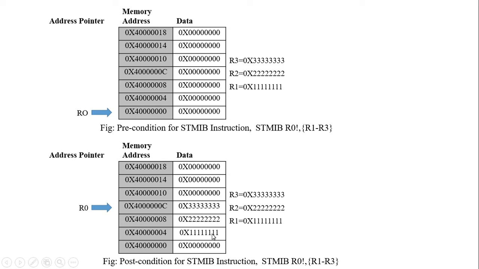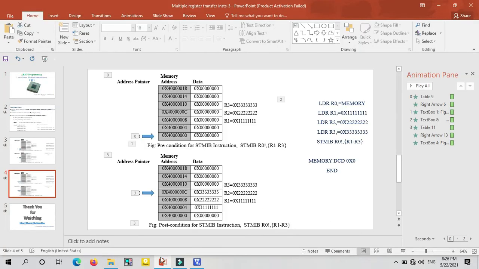the 1111. Then again it is incremented by 4 locations, then the second R2 value will be loaded, then again incremented by 4 locations, then the R3 value will be loaded. So like that the data will be stored in the memory locations by incrementing the memory location before, that is STMIB. Now we can observe the same thing in the software, how it will store in the memory locations.